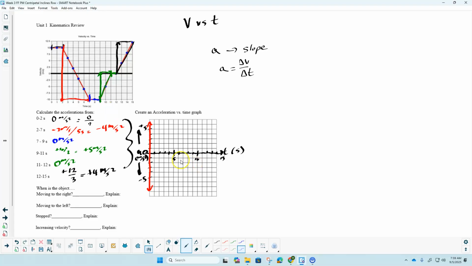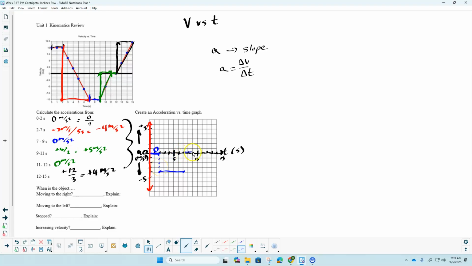For the first part, it's 0. So I'm just going to stay at 0 for the first 2 seconds. For the first 2 bars across, you can label that 0 if you're worried that it's not going to show up. The next one is at negative 4, from 2 to 7. So I'm going to go down to negative 4, 5, 6, 7, 2 more past the 5. And that's that one. And again, you can put little dotted lines for the asymptote.